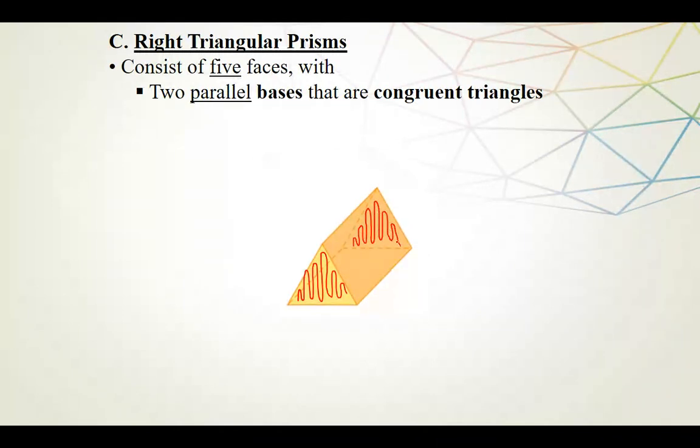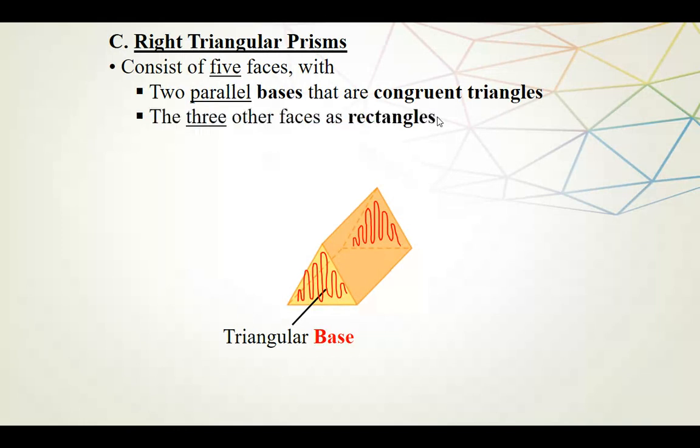Those sides are parallel to each other, which means those sides are the same distance apart, and they're congruent triangles, which means they're also the exact same size. So that is a triangular base at the front, and you also have a triangular base at the very back. Your other 3 faces are rectangles.